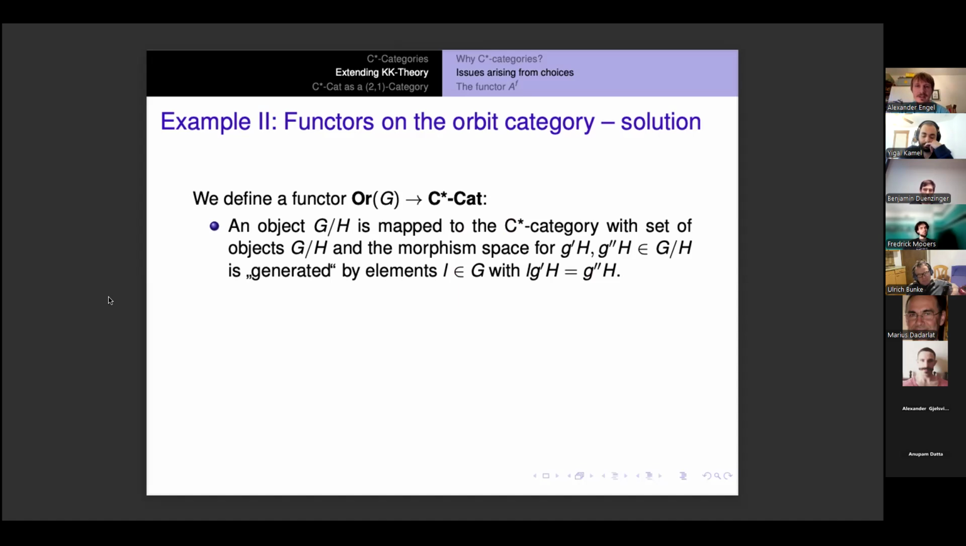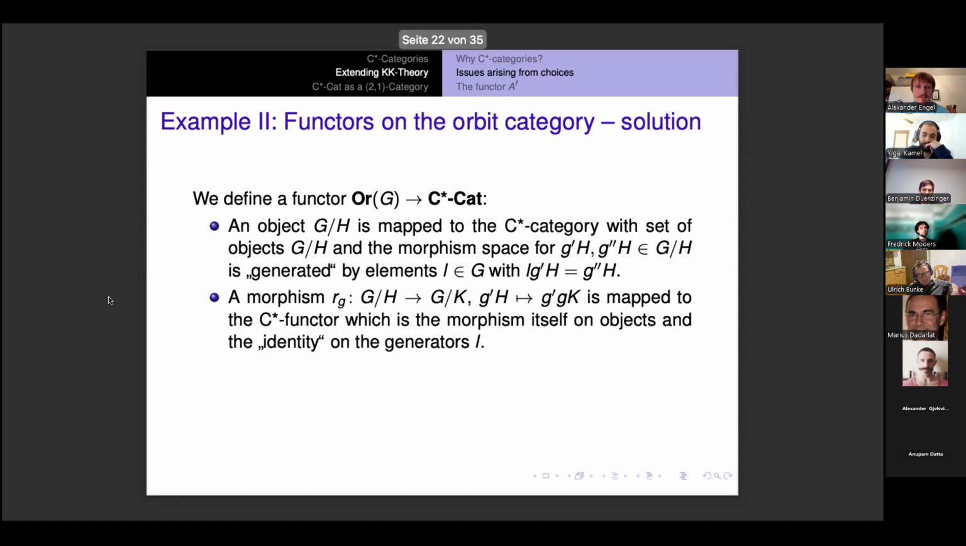And so we have defined the functor on objects, and on morphisms, you do the following. You have a morphism from G mod H to G mod K, and you map it to the C-star functor, which is this morphism itself on the objects, and it's the identity on the generators. Meaning that this group element L makes sense as a generator both in the domain and in the target of this morphism.